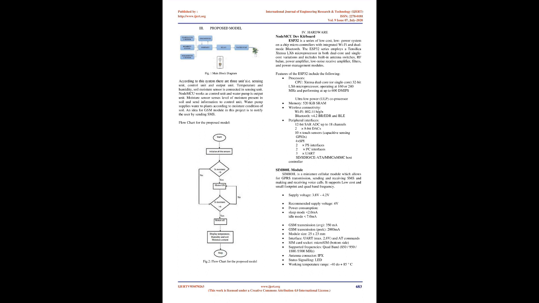Processors. CPU: Xtensa dual-core or single-core 32-bit LX6 microprocessor, operating at 160 or 240 MHz and performing at up to 600 MIPS. Ultra-low power ULP co-processor. Wireless connectivity: Bluetooth v4.2 BR/EDR and BLE.